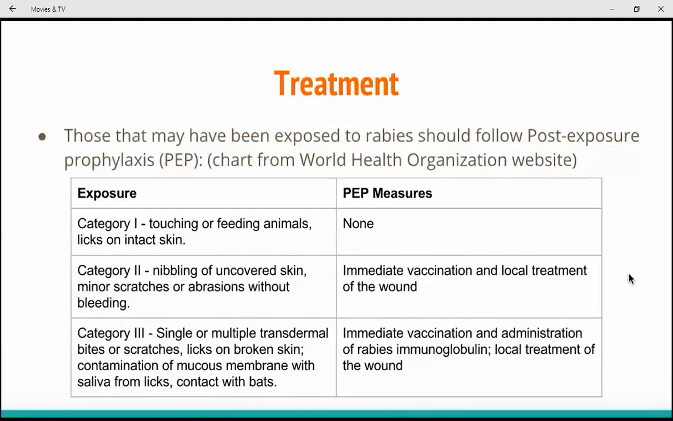When they do the rabies PEP measures for Category 3 exposures, they do the rabies immunoglobulin on the day of the exposure, as well as the rabies vaccine on the day of exposure, and then they repeat the rabies vaccination on days 3, 7, and 14.